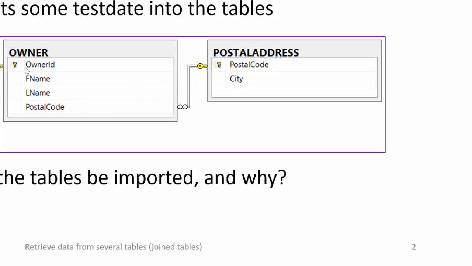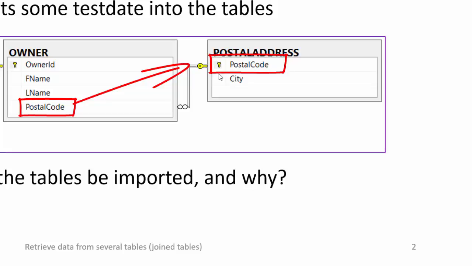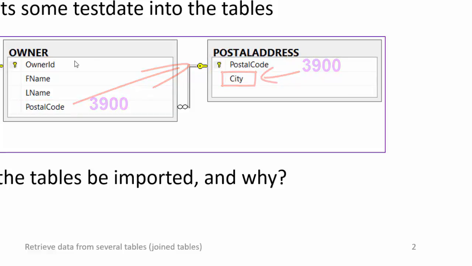So if you have one owner with an owner ID, first name, last name, and a postal code, and we want to find out which city this postal code references, then we know that we can find this through the foreign key, and it's referencing a primary key in the other table. So if we have 3900 here and it points to 3900 here, we can find out which city this owner is registered in.